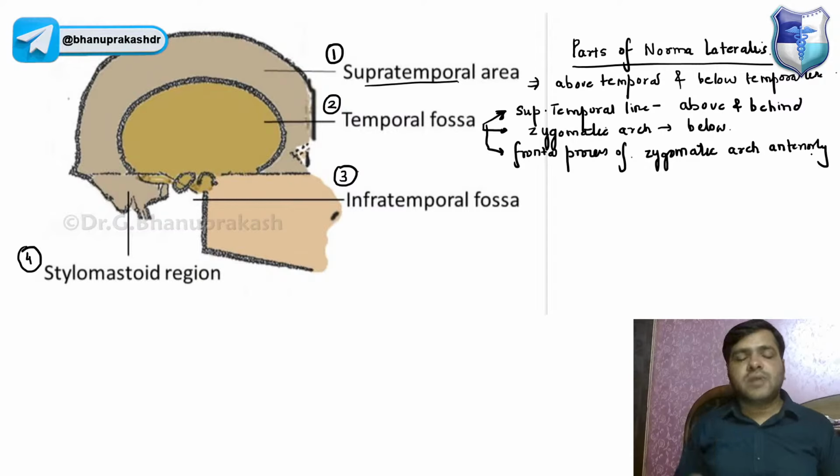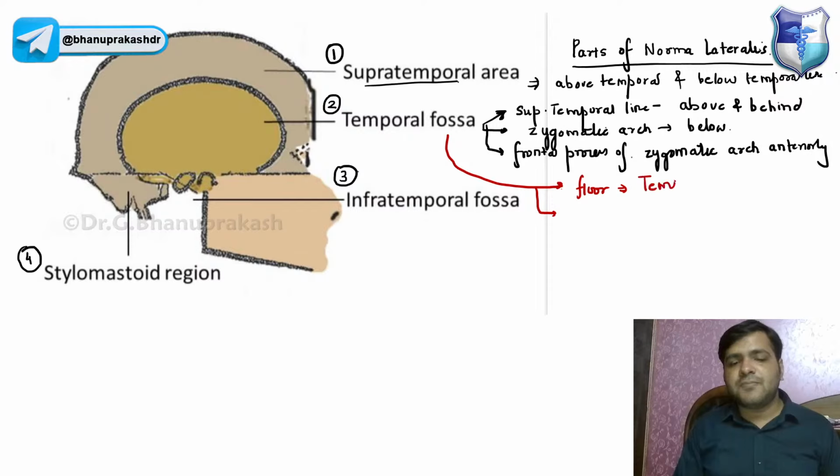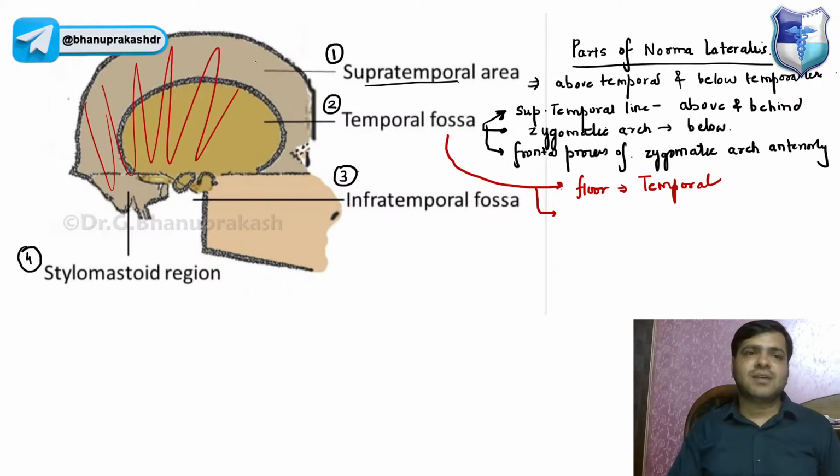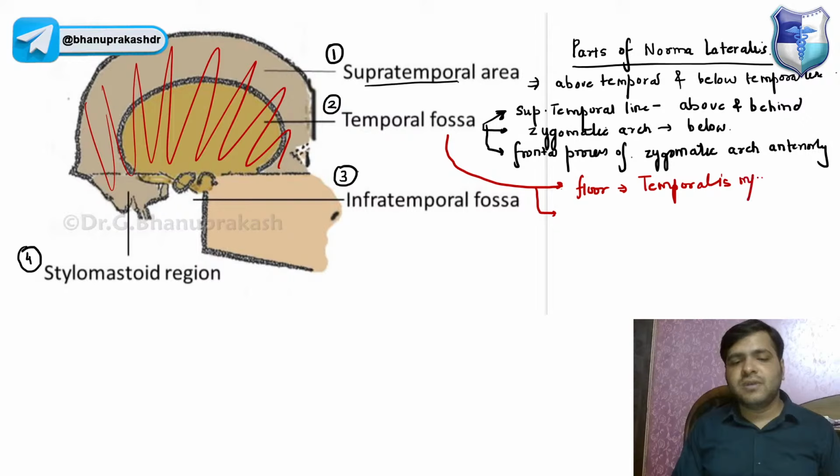Right? Now, guys, the two important things that you have to understand in this temporal fossa: the floor of this fossa, the lower part of this fossa, basically we again have a muscle over here, that is called the temporalis muscle. So temporalis, it is coming from everywhere, guys. It is coming from everywhere. So remember, the temporalis muscle will be over here also.